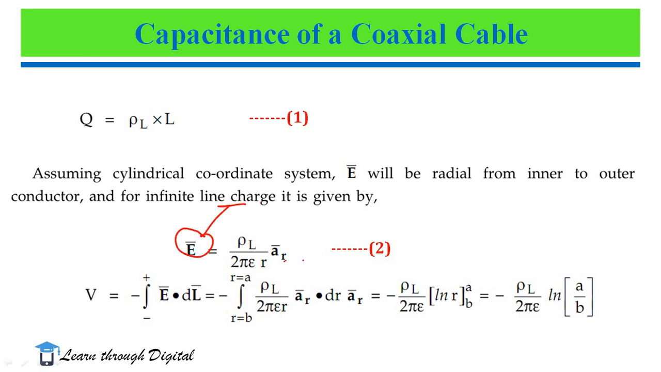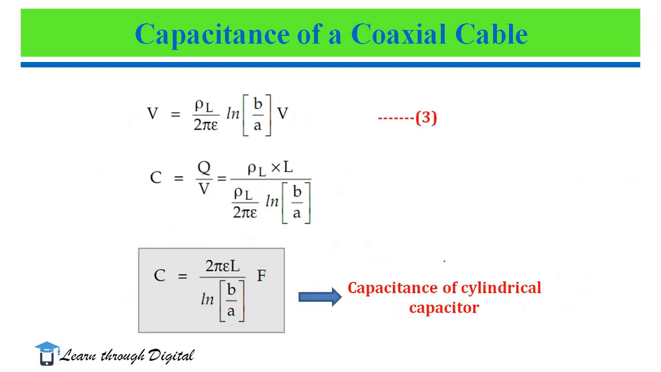In equation number 2, this E vector is dot product with the differential length vector, which is along the R direction. After integrating with respect to R, we get minus rho L by 2 pi epsilon ln A by B. After calculating the value of V, we calculate capacitance with the formula C is equal to Q by V.